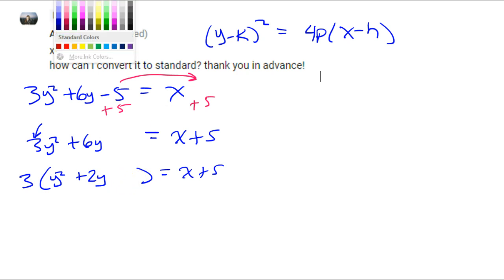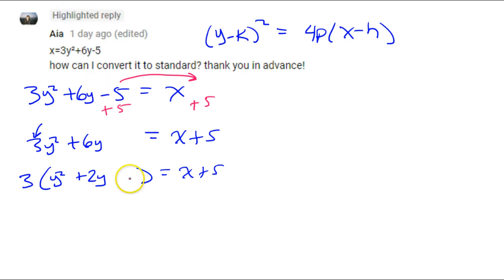So now it's time to complete the square. So I need to find the number that goes here. And my thought process is half the middle squared. So if I take half of this 2, I'm going to get 1. And then if I square it, I'm going to get 1. Alright, so 1 is the number that completes the square. Again, it's half of the middle, but then you square it. So that's the number that completes the square.